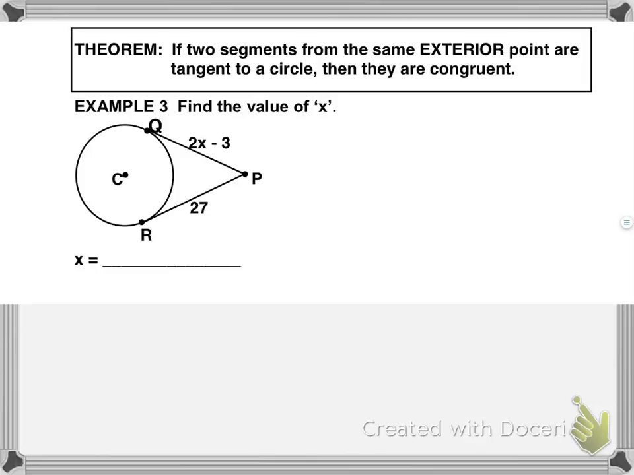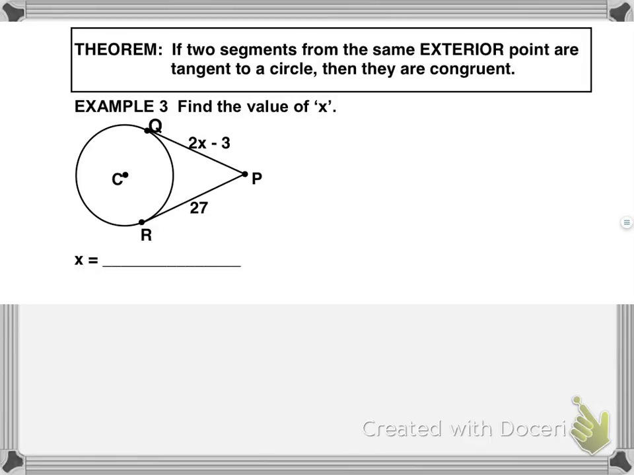Now we'll learn another property of tangents, which is stated as this theorem. If 2 segments from the same exterior point are tangent to a circle, then they are congruent. In other words, if you start with a point outside the circle and draw two lines from the point to the circle so that they just touch the circle at one point, then those segments from the point to the circle are equal to one another. So we'll use this property to solve the problem.